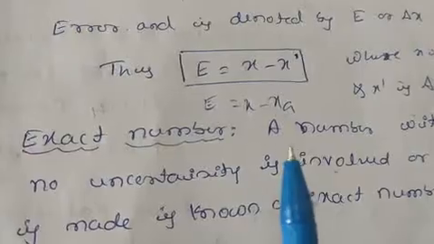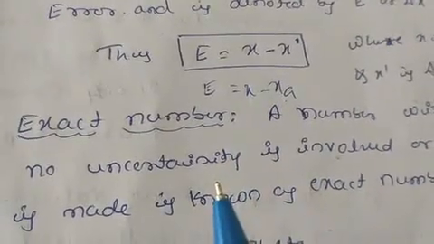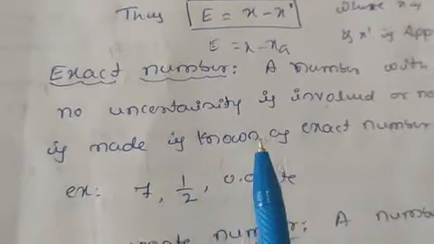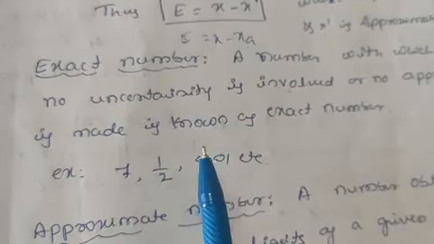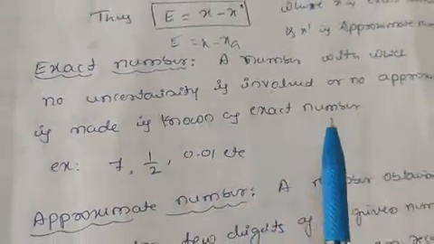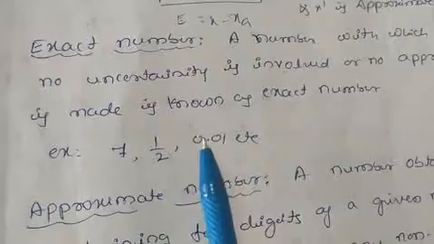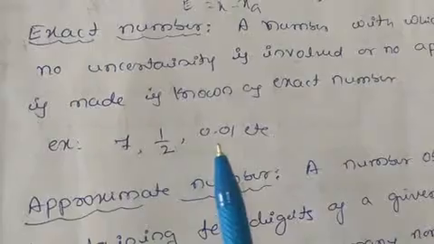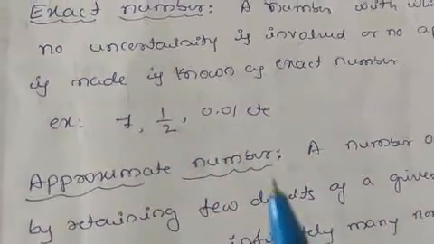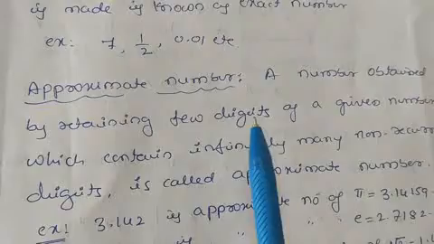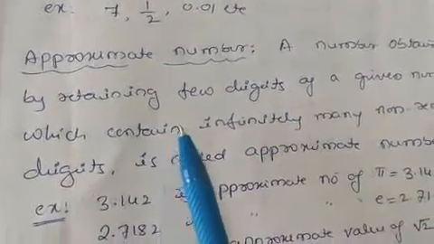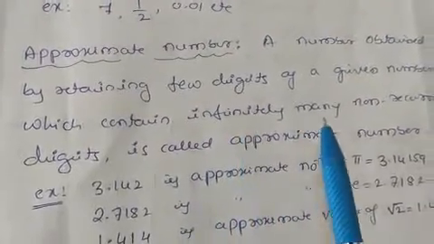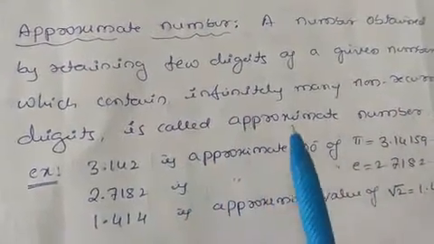So here we come across two types of numbers, exact number and approximate number. First let us see about the exact number. Exact number means a number with which no uncertainty is involved or approximation is made. For example, here we can take integers, fractions and decimal numbers also. Let us take approximate number. Approximate number means a number obtained by retaining a few digits of a given number which contains infinitely many non-recurring digits.